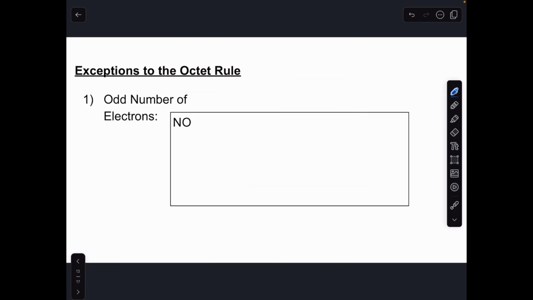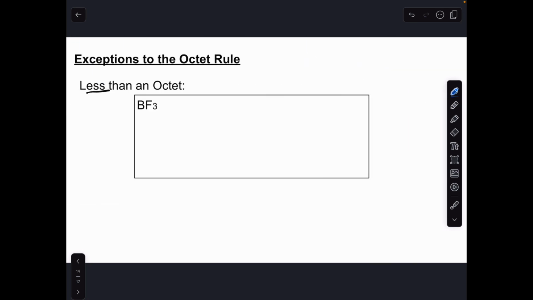All right, exceptions to the octet rule. Sometimes we're going to find that things don't turn out as nicely as we thought, and that's why there are exceptions, okay? I'm going to skip this one for now. Let's come to this one with less than an octet. I'm going to start the same way we always have before. Boron on the periodic table comes with 3 valence electrons. Fluorine, there are 3 of them, and they each come with 7. Okay, got all those on there.